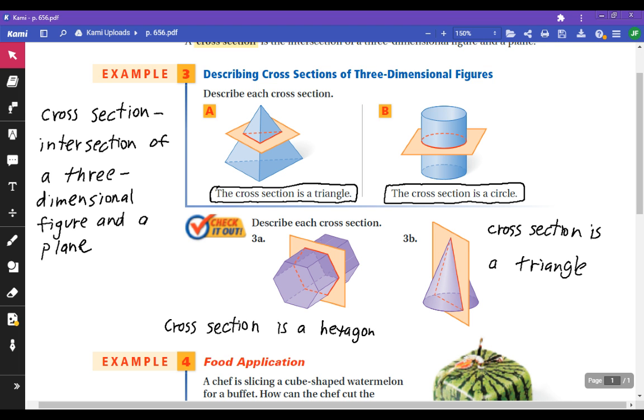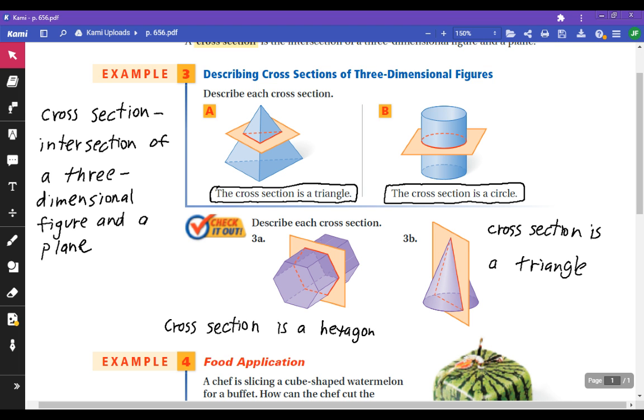Okay, so to summarize what we talked about in this lesson, we talked about what a three-dimensional figure is. We talked about faces, edges, vertices. We talked about types of three-dimensional solids, which are a prism, a cylinder, a pyramid, and a cone. We talked about also a cube. And then we talked about a net.